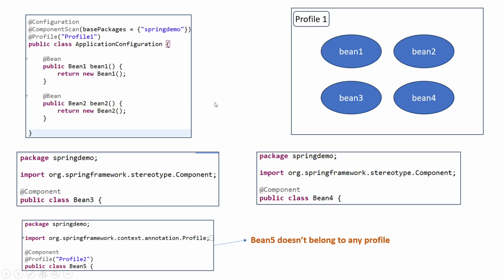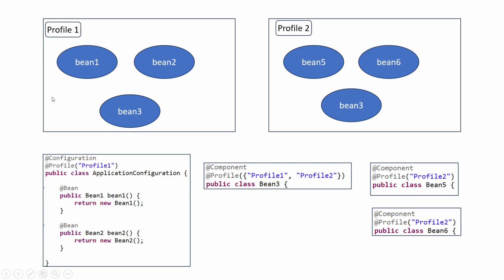Okay, so one more scenario I want to explain to you. Let's say I have 2 parts of my application, profile 1 and profile 2. If you observe here, bean 1 and bean 2 are part of profile 1, bean 5 and bean 6 are part of profile 2, but bean 3 is part of profile 1 as well as profile 2. So in this case, in the @Profile annotation, we can give multiple profiles like this, profile 1, profile 2. So it will belong to multiple profiles, profile 1 and profile 2.